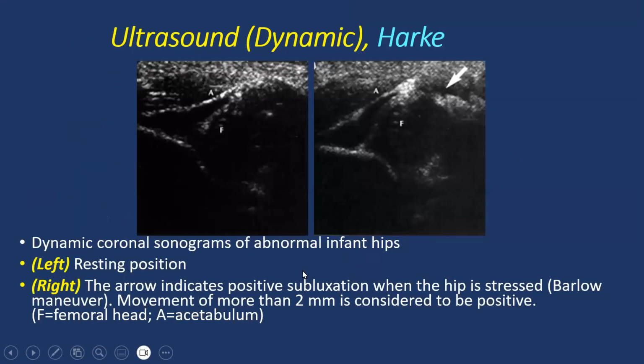This is the dynamic. Look here. This is the alpha angle. And this is the beta angle. Now, when it moves, you see that the head is subluxing and it becomes uncovered. Over here it is covered. And this is how we judge whether there's a dysplastic hip or not.